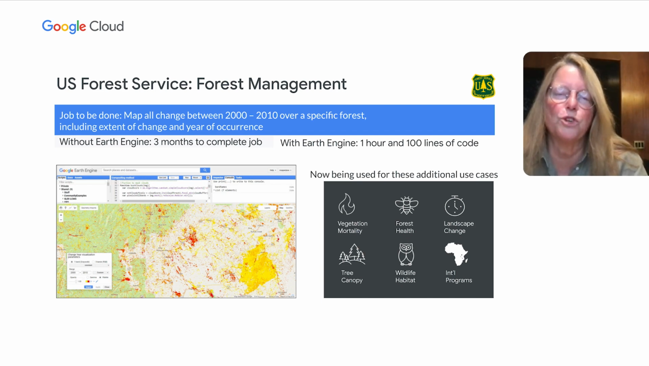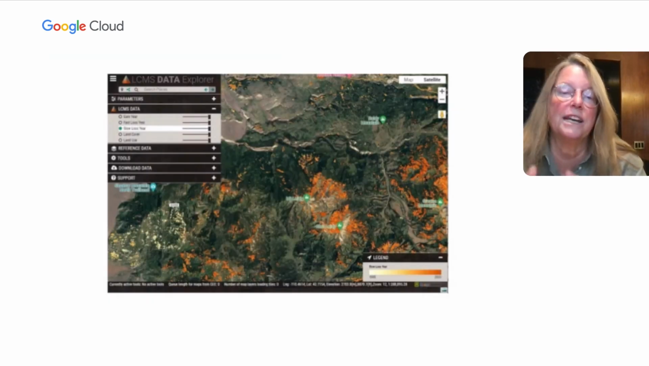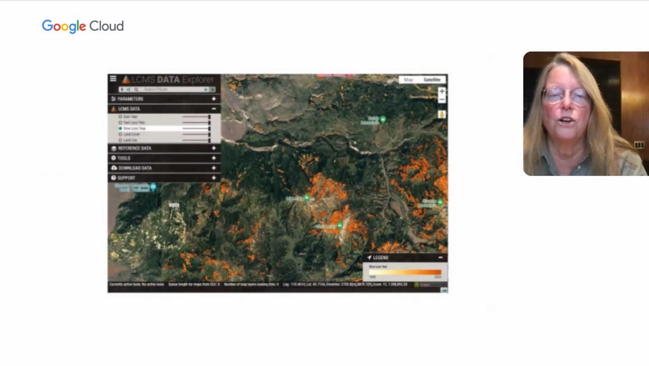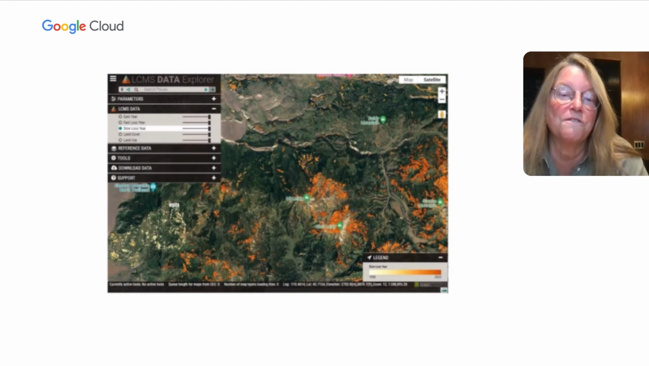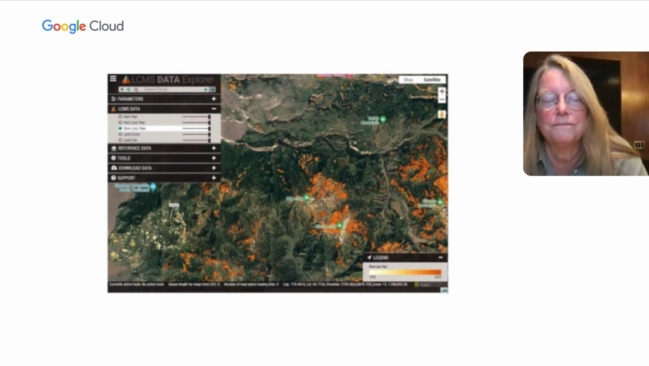That previous example was showing their application running in our interactive IDE, but often our users are finding they want to then build a purpose-built application. And in this case, we're looking at the land change monitoring system, which is a very advanced forest change detection platform that the Forest Service is putting in the hands of their users.